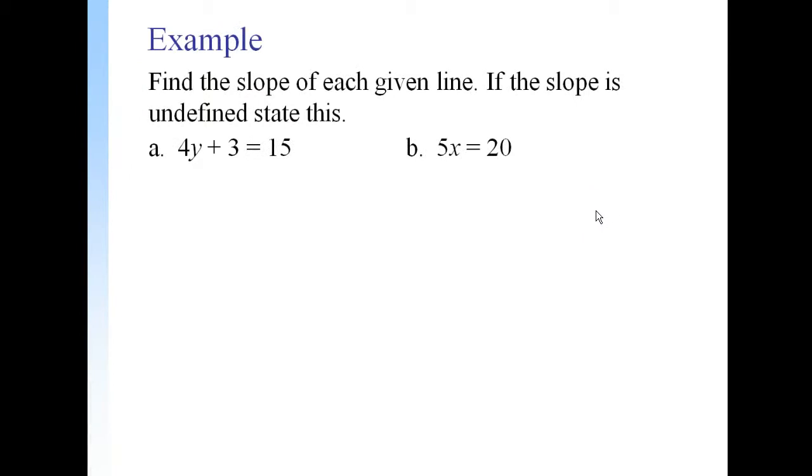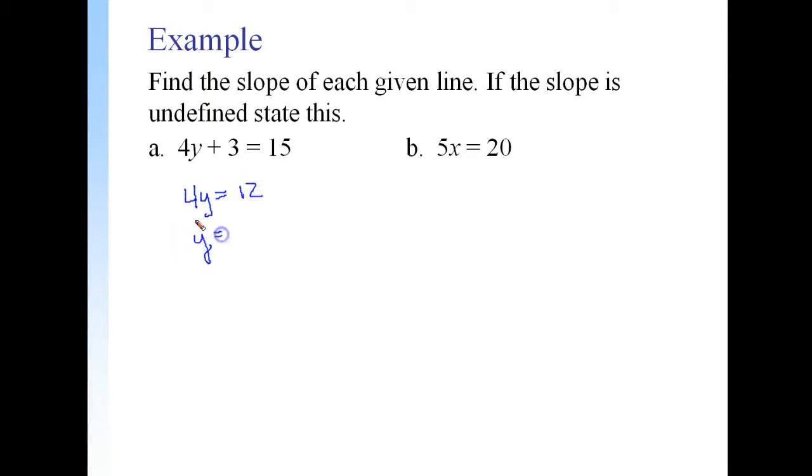Okay, here they're asking us to find the slope of each line and we can also graph it as well. So we're going to solve this equation for y. We get 4y. I'm going to subtract 3 from both sides and get 12.